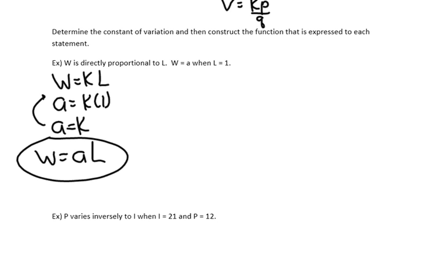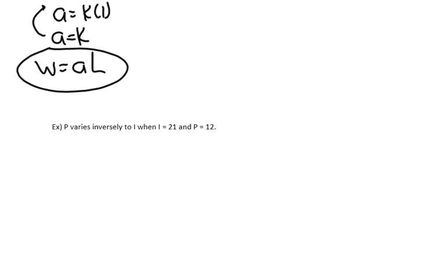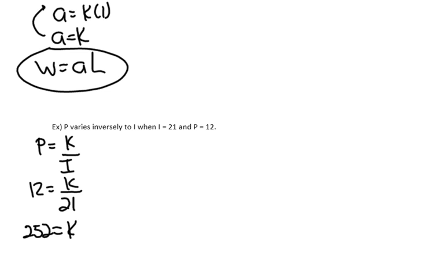All right, so now let's go to P varies inversely to I when I is equal to 21 and P is equal to 12. So let's write first P equal to, again, don't forget your constant of variation, and because it varies inversely, we're dividing. So P is 12 and I is 21. 12 times 21 is 252 because I multiply both sides by 21. Now go back and plug that in to K here. So that's P equal to 252 over I.